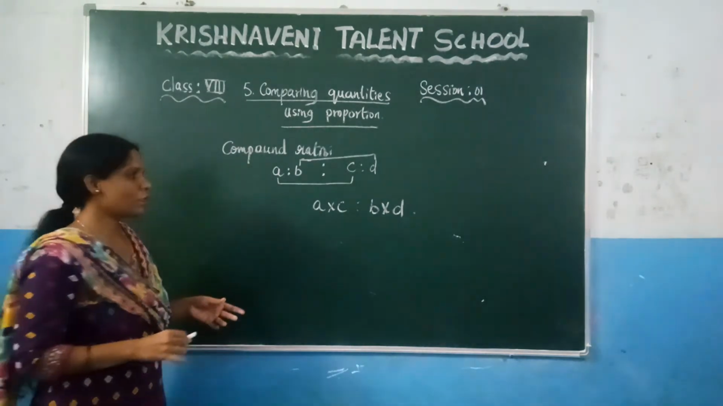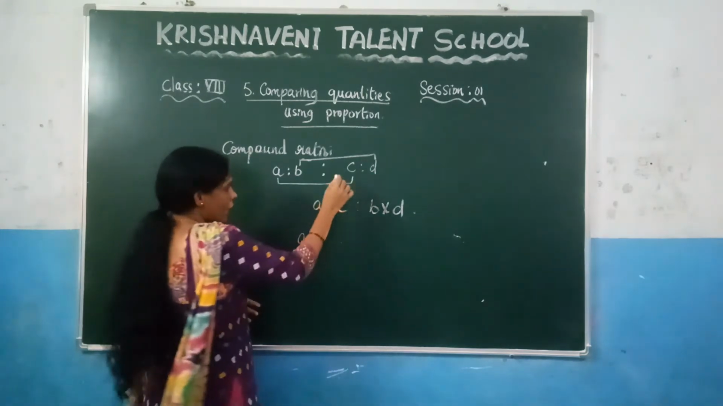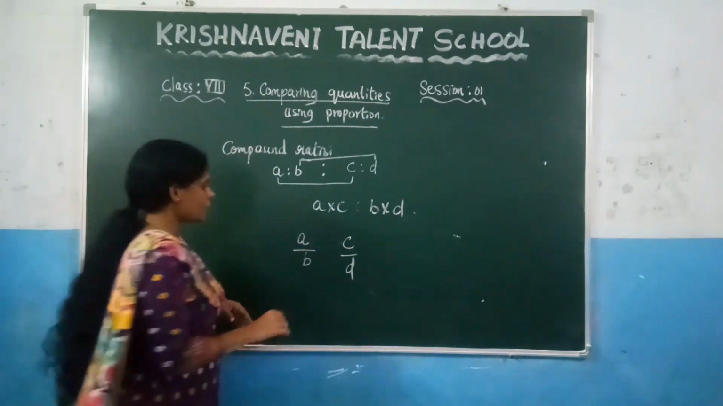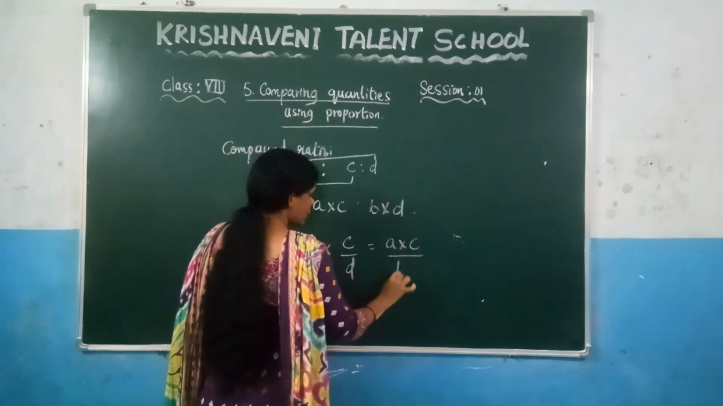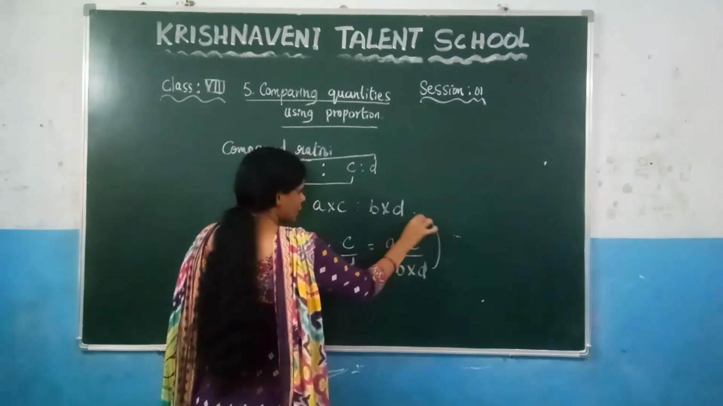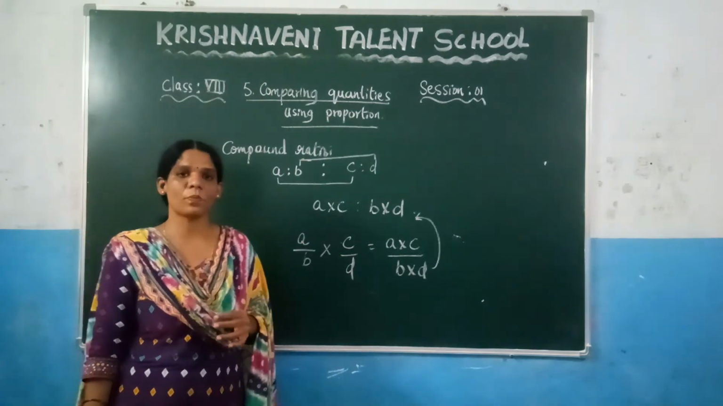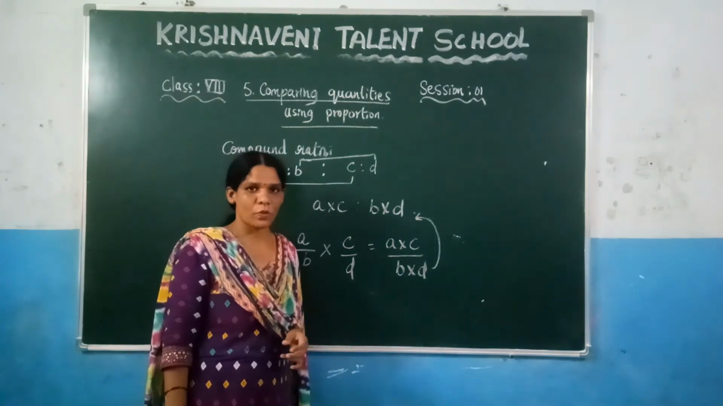so that you will get the compound ratio of the given two ratios. Or otherwise, A is to B you can write as A by B, and C is to D you can write as C by D. If you take the product of these two ratios, what will you get? You will get A into C by B into D, which is nothing but this one only, right? Like this also you can take. What is the meaning of compound ratio? The product of the two ratios will give the compound ratio, right?